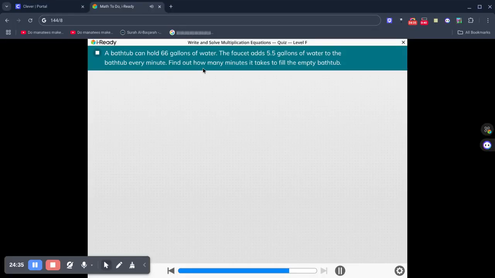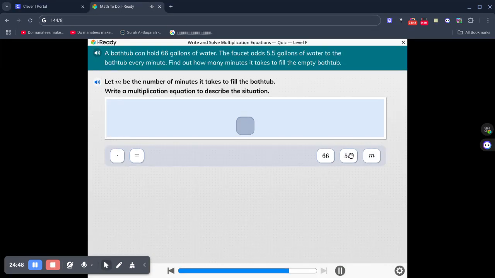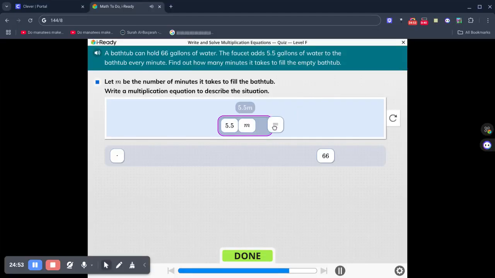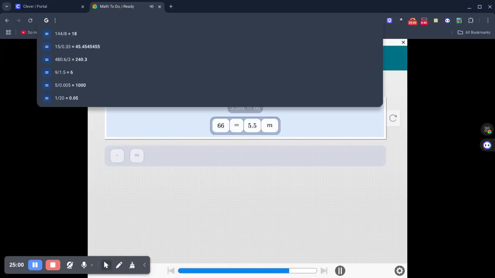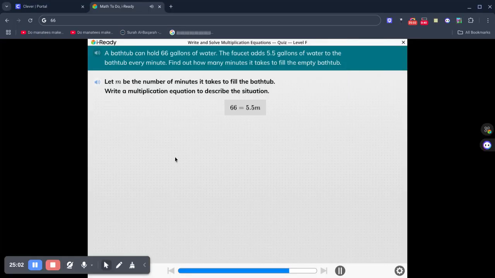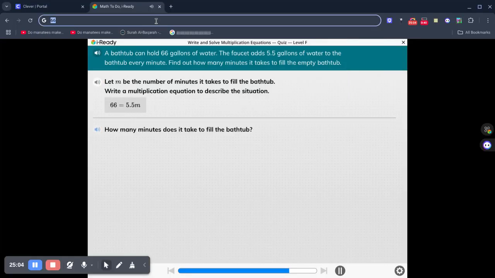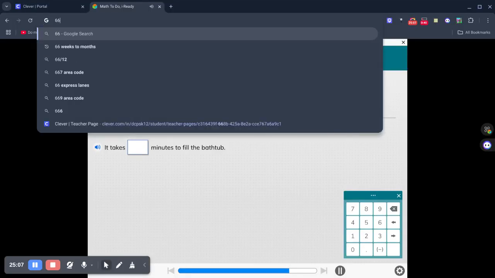A bathtub can hold 66 gallons of water. The faucet adds 5 5/10 gallons of water to the bathtub every minute. Find out how many minutes it takes to fill the empty bathtub. Let M be the number of minutes it takes to fill the bathtub. Write a multiplication equation to describe the situation. That's right. Let's write the equation this way. How many minutes does it take to fill the bathtub?